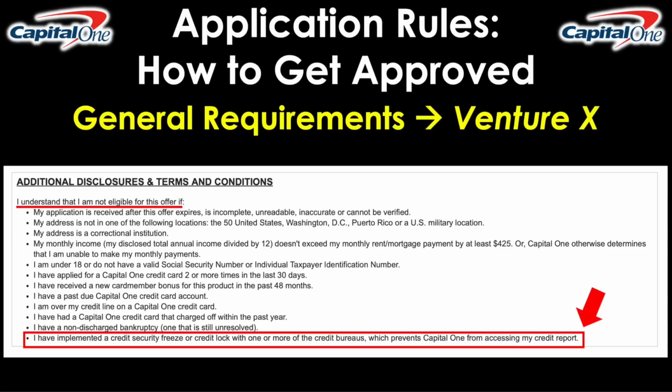That's why I've mentioned a couple times here that some rules may be inconsistently applied by Capital One, and there's no way to know, at least from our perspective, when it will apply and when it won't. All I can tell you right now is that if you looked at the terms from their disclosures, it does say explicitly, I understand I'm not eligible for this offer if I have implemented a credit security freeze or credit lock with one or more of the credit bureaus.